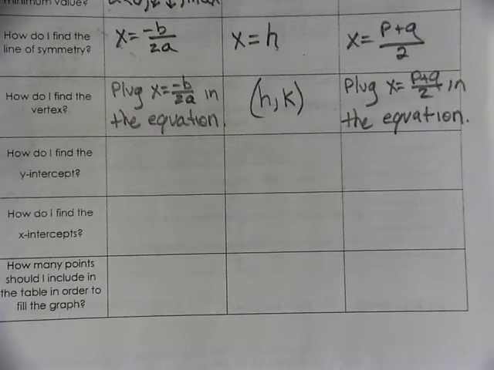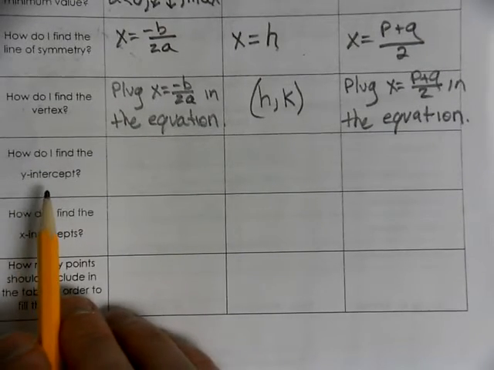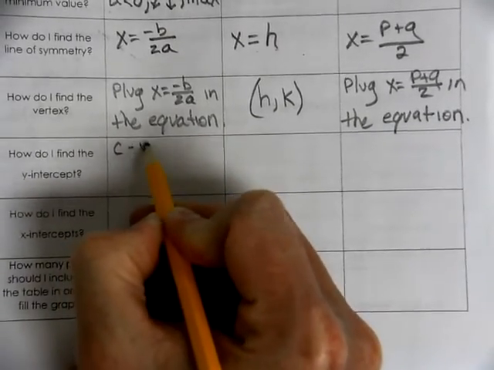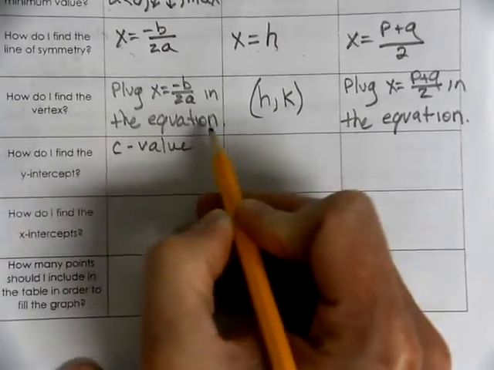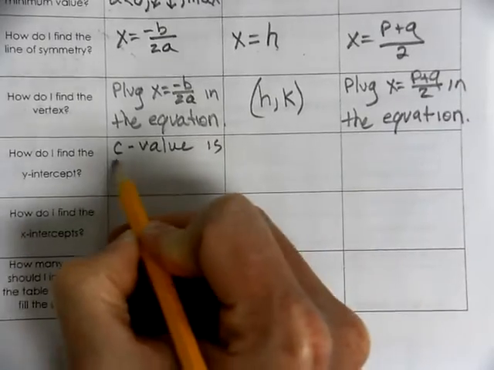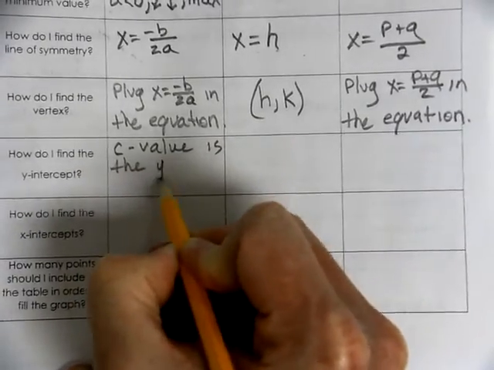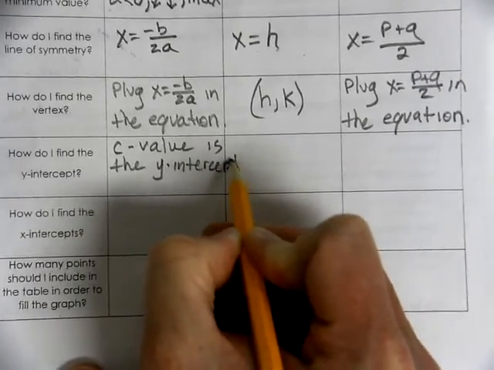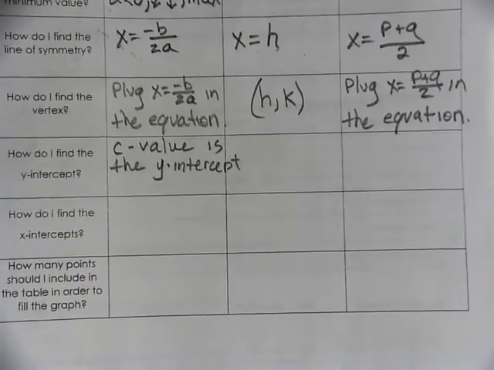For standard form, we're looking for the y-intercept. In standard form, the c value is the y-intercept. So it's in the equation. It's the value that doesn't have any x's on it. It's the constant number.